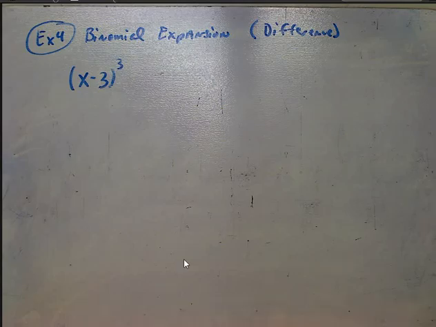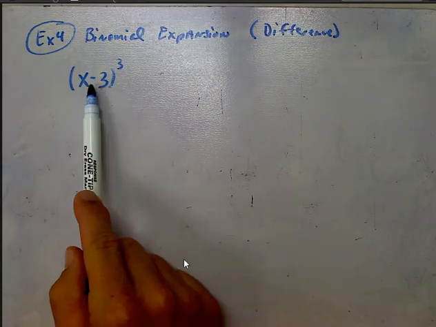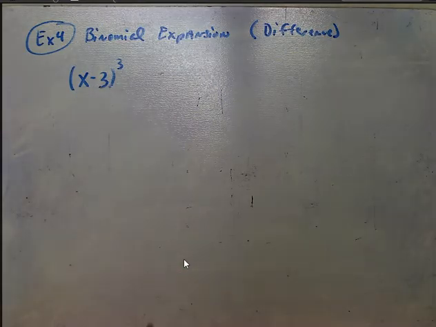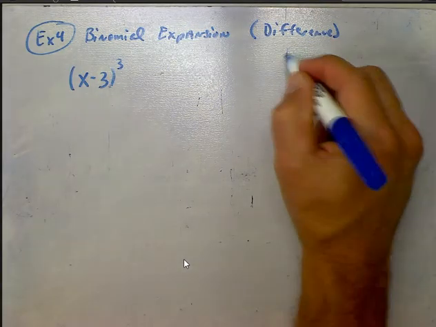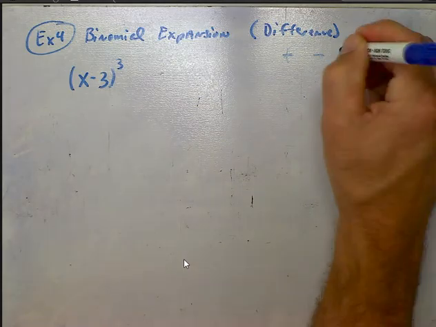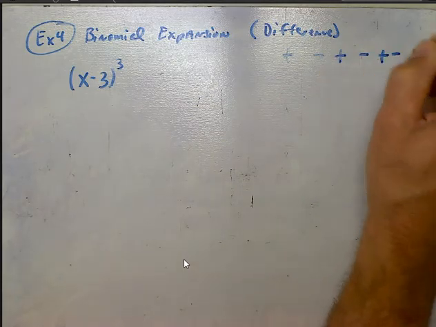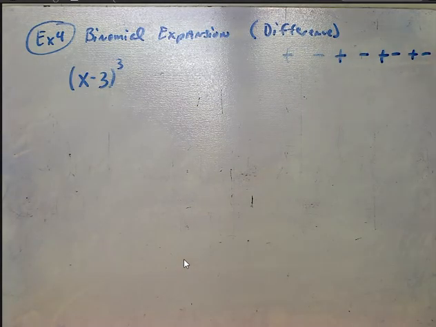Example 4 is another binomial expansion. This time it's a difference, meaning I subtract. In example 3 it was an addition. The only difference is when it's a subtraction, we alternate the signs. So the first term is going to be positive, the second term negative, then positive and negative, positive, negative, so on and so forth. Just alternate the signs.